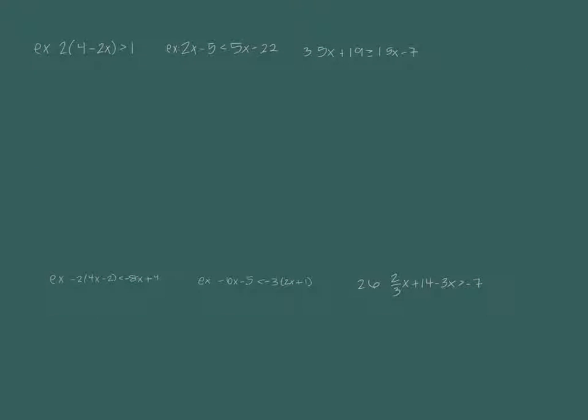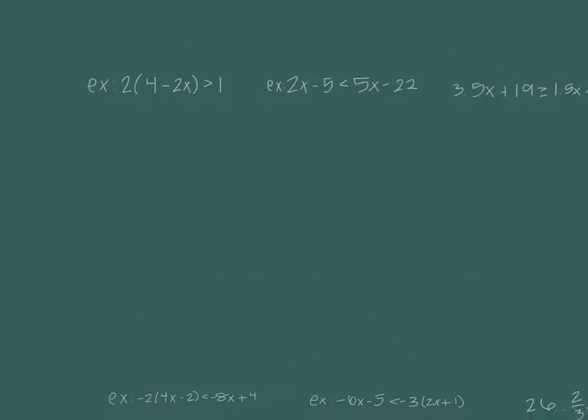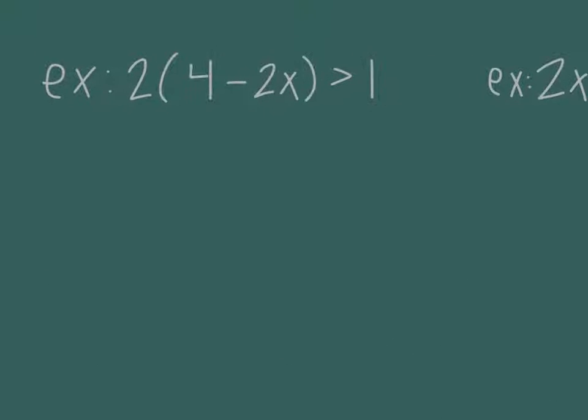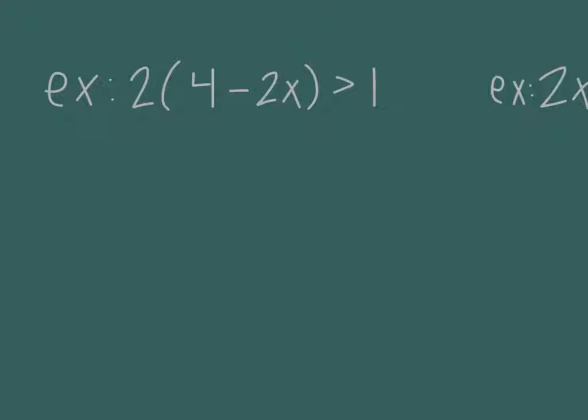Let's look at a few more examples. So let's look at this first one, which says 2 times the quantity of 4 minus 2x is greater than 1. We're still going to be graphing every single solution set, so bear with me here. First thing I'm going to do is, just like with that last example, distribute the 2 to the 4 and the negative 2x. So here and here. So 2 times 4 is 8. 2 times negative 2x is negative 4x, greater than 1.